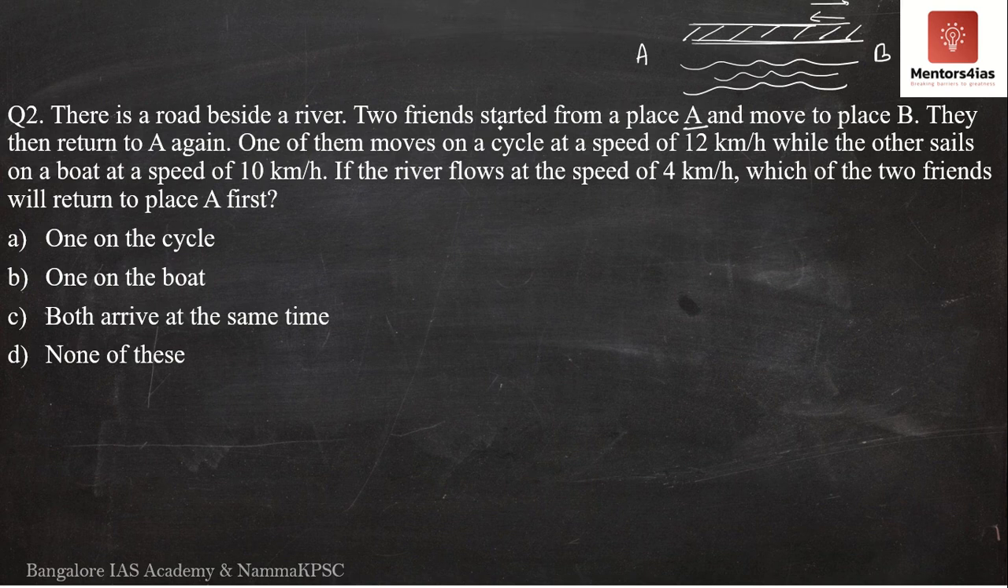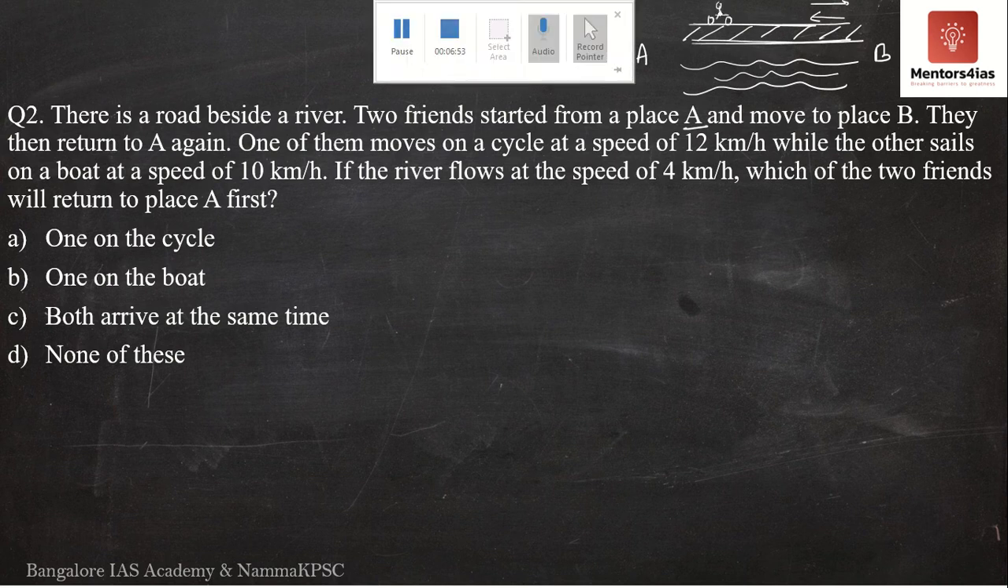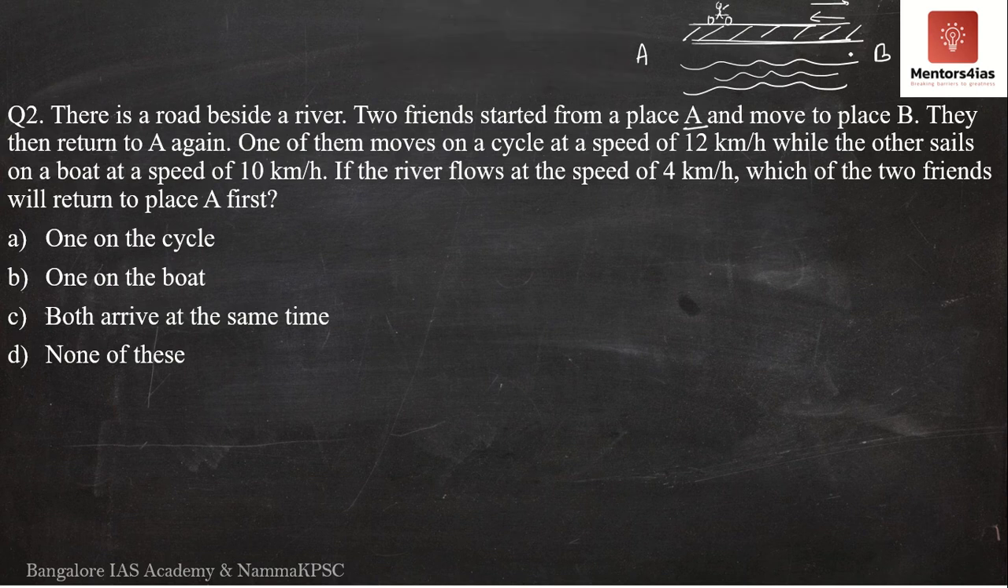One of them moves on a cycle at a speed of 12 kilometers per hour. So one of them is riding a bicycle from A to B and then returning from B to A at a speed of 12 kilometers per hour, while the other sails on a boat. The other friend is moving from A to B on a boat at a speed of 10 kilometers per hour. Now, if the river flows at the speed of 4 kilometers per hour, which of the two friends will return to place A first?